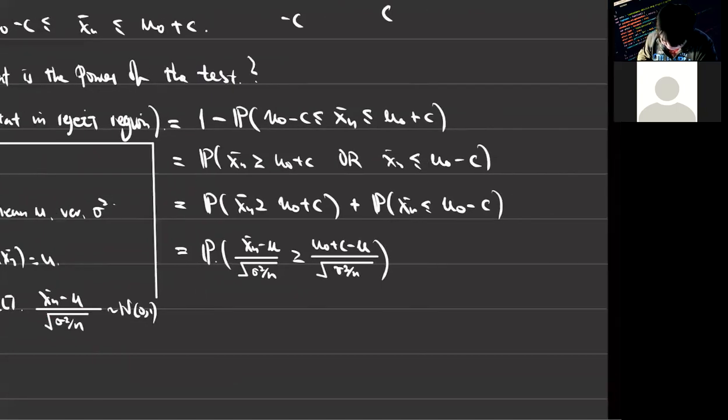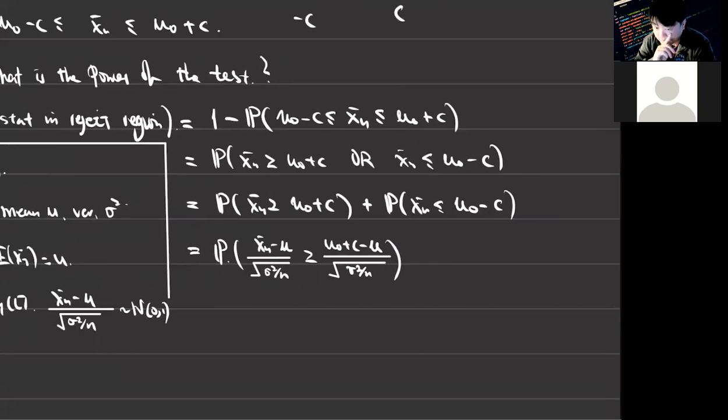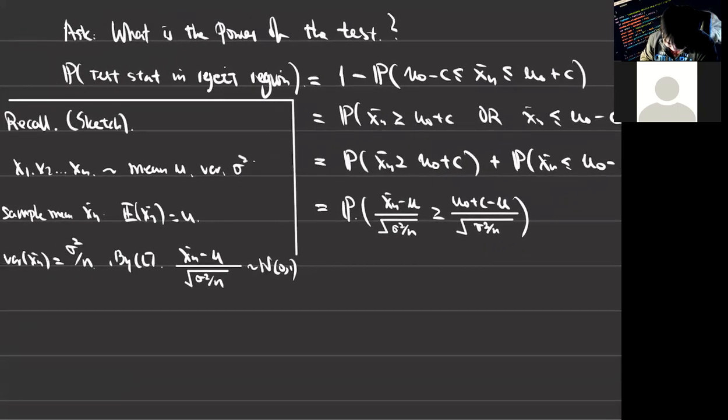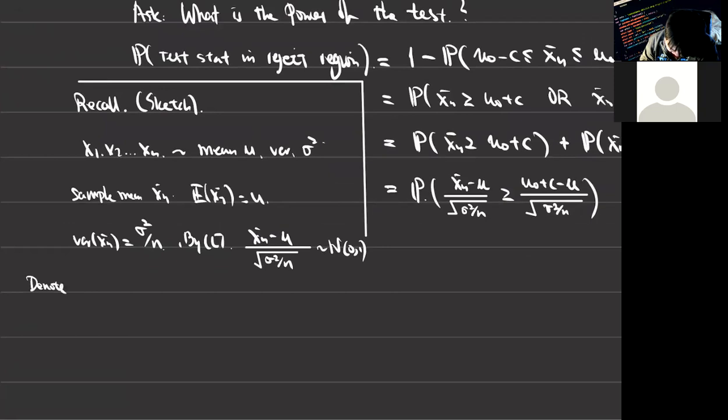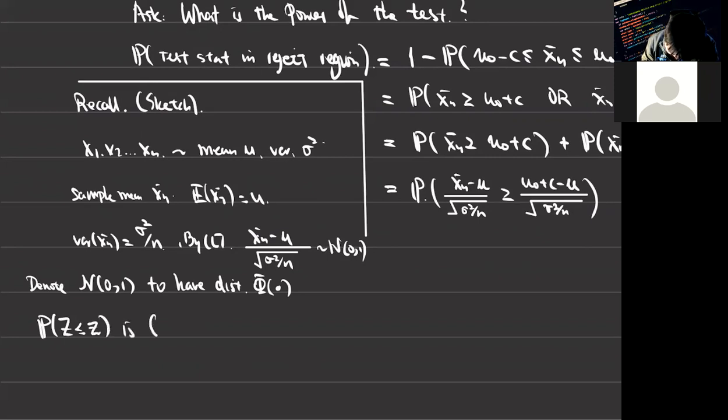All right. Now, before I write the second term, notice that the first term is greater than or equal to. That's not really mathematically going to give me a little bit of issue. And the reason is because when we write this, it's just notation. So I'm going to denote, let's say, the standard normal to have distribution function phi, right? Phi of something in here. So exactly what that means is the probability that Z is less than some value z. This is the CDF of normal 0, 1.